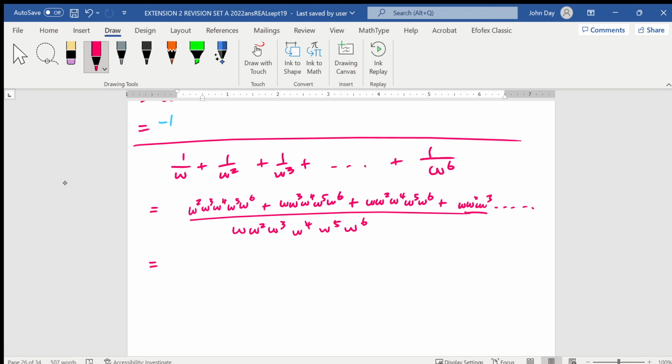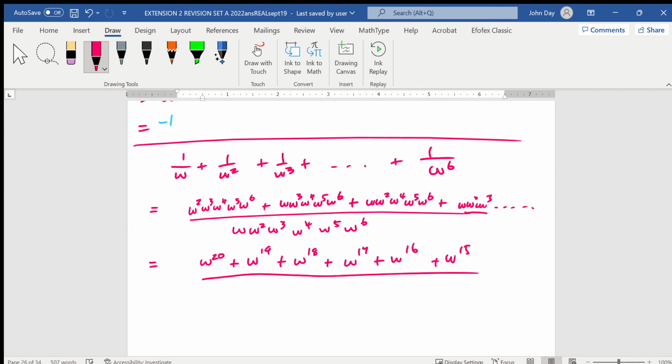And so this would be w to the 6 plus 5 plus 4 plus 3 plus 2, which is 20. And w to the 1 plus 3 plus 4 plus 5 plus 6, 19. And 1 plus 2 plus 4 plus 5 plus 6, 18. And w17 and w16 and w15. All over w to the 1 plus 2 plus 3 plus 4 plus 5 plus 6, which is 21.